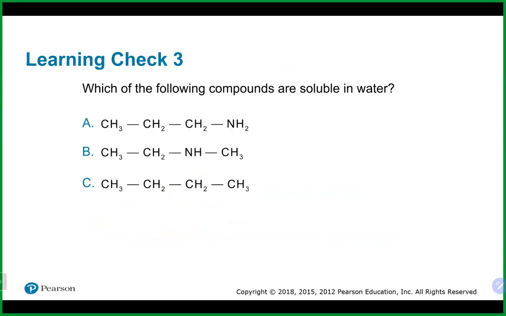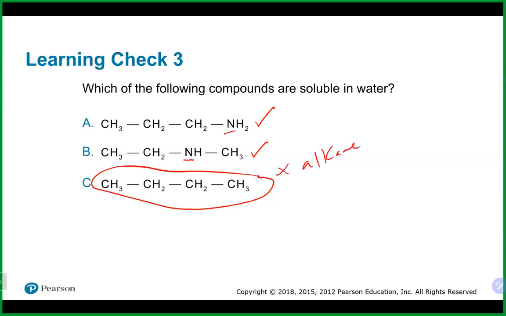All right, which of the following compounds are soluble in water? The first one should be, it's a primary amine, so it should have no problem. Second one here is a secondary amine, which also should have no problem. Is the last one soluble in water? There's no amine there. That's an alkane. It's all non-polar, which is going to use the dispersion forces. Water uses hydrogen bonding, so they're not going to mix really well. They're going to separate out into different layers. So the first two should be good. The last one, not so good in terms of that.